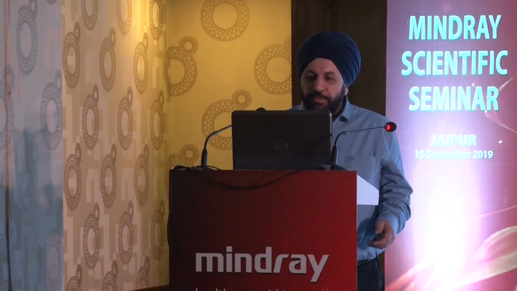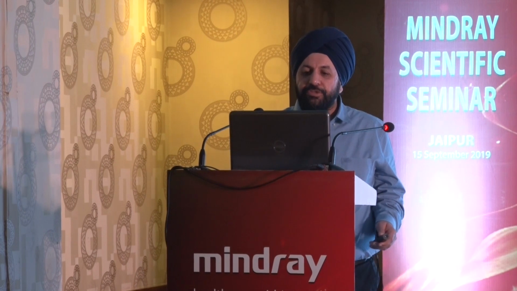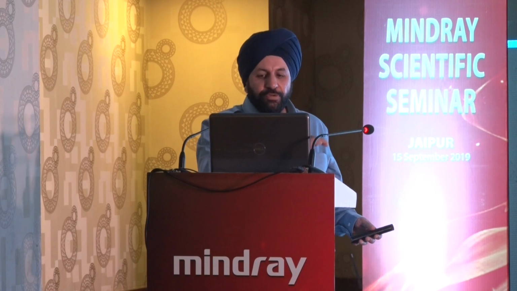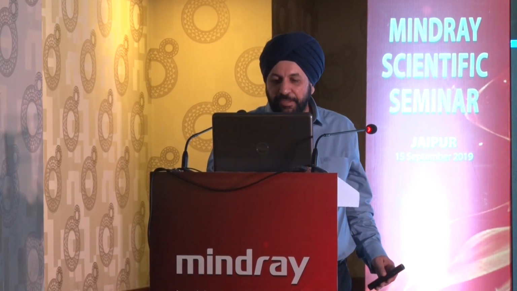Before delving any further, let us look at this histogram. This is called the platelet histogram. This is a very important cog in the wheel. We have here 2 flexible discriminators, the lower discriminator at 2 to 6 femtoliters and the upper discriminator at 12 to 30 femtoliters. And we have one fixed discriminator in the middle, at 12 femtoliters. If the histogram starts from the baseline at the lower discriminator and ends just before the baseline at the upper discriminator, this is called a normal platelet histogram.